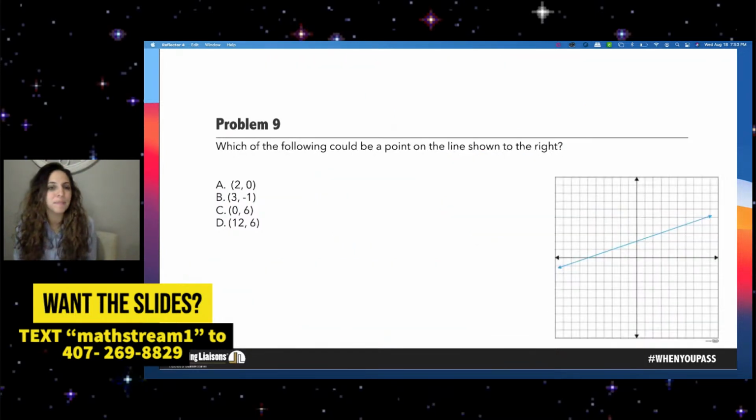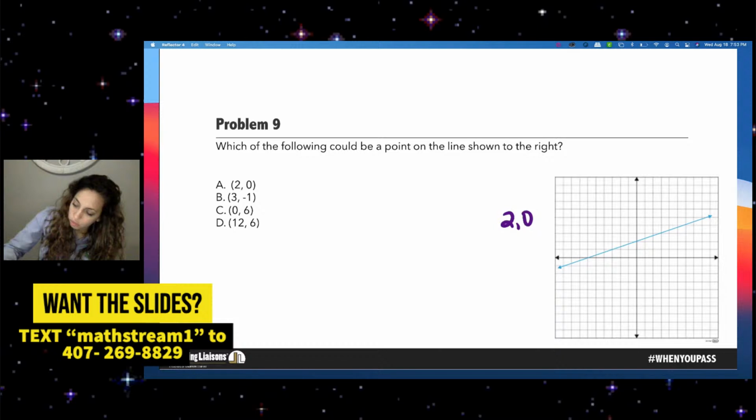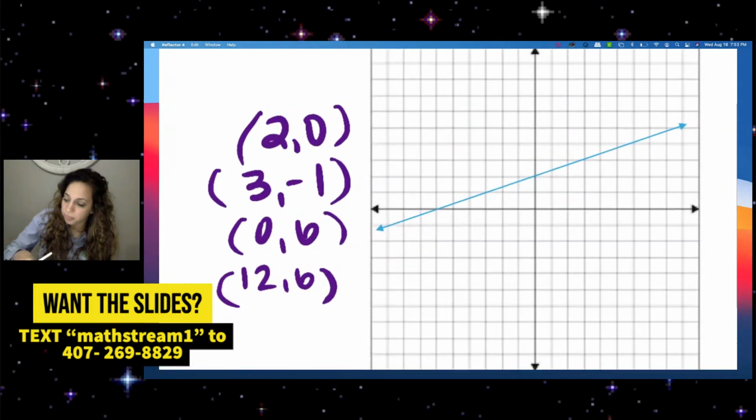All right, last problem of the night. Which of the following could be a point on the line shown to the right? So we have (2, 0), (3, -1), (0, 6), or (12, 6). So I'm going to actually zoom in on this line so we can see it a little bit better.